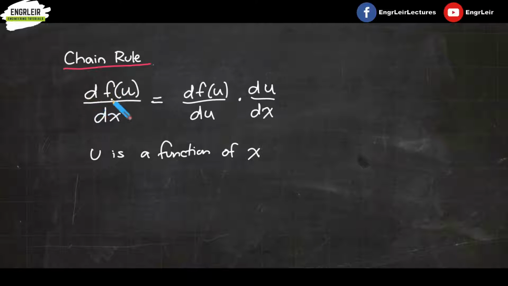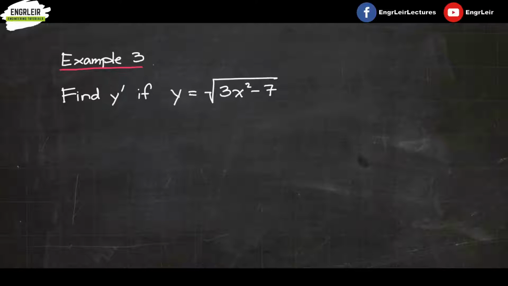So, the derivative of a function of u with respect to x, so as you can see, the function is defined in terms of u, no? It is not a function of x. Its derivative with respect to x would be the derivative of the function with respect to u times the derivative of u with respect to x, and u is assumed to be a function of x. Now, in order to illustrate that, let's use this example.